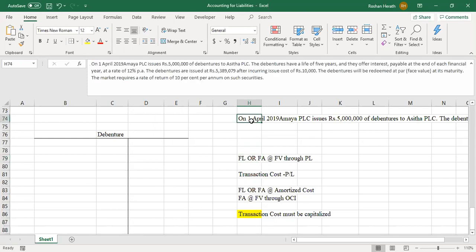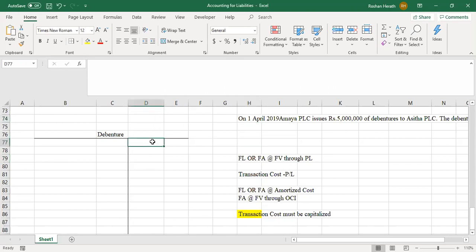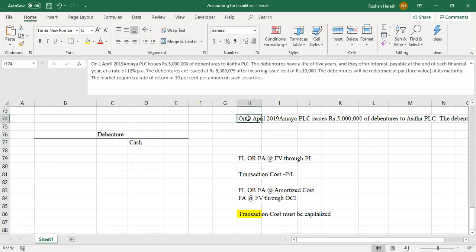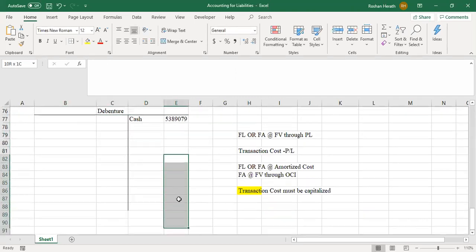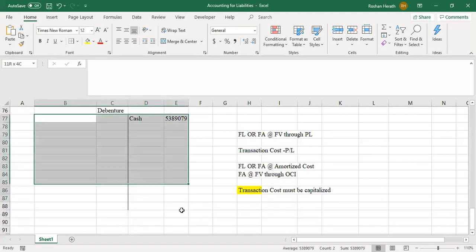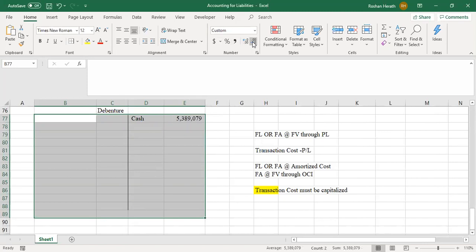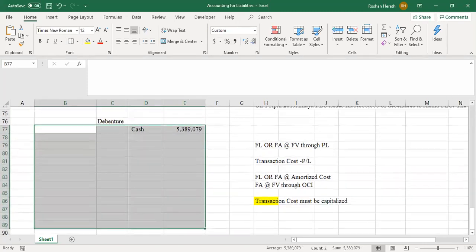Right? Okay. Initially අපි කියව fair value එකට recognize කරන්න කියලා. Fair value එක කීයද? Cash අපිට හම්බ වෙනවා debenture issue කරපුවාම, question එකේ කියන විදිහට 5,389,079. So that is the initial treatment.